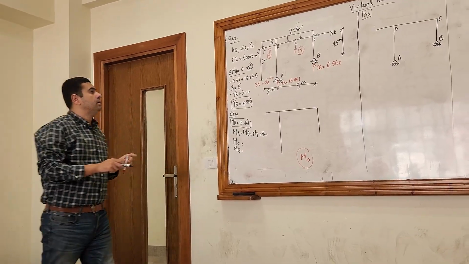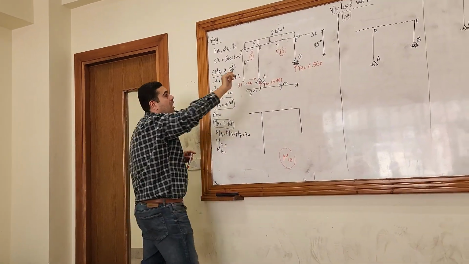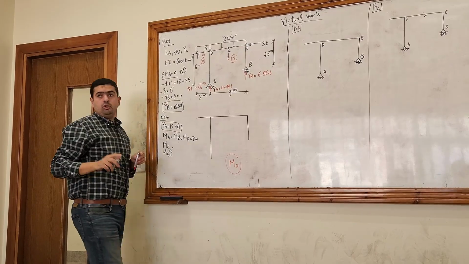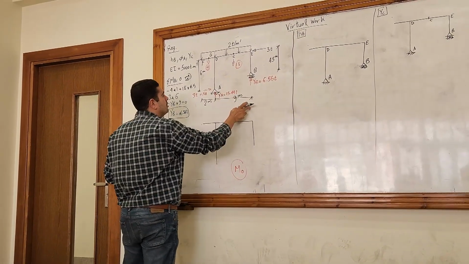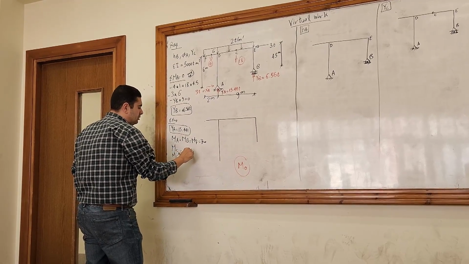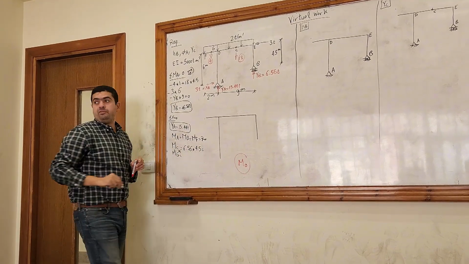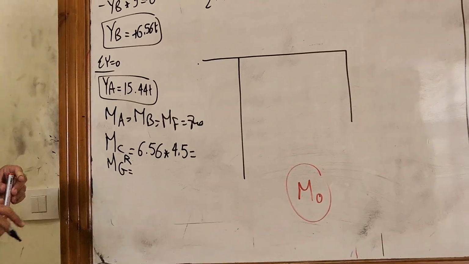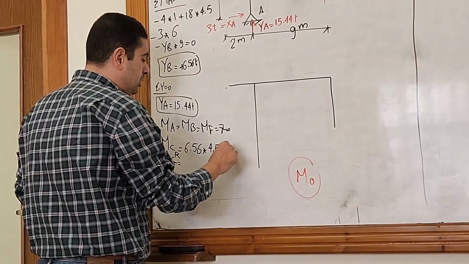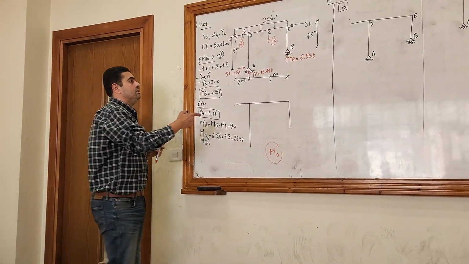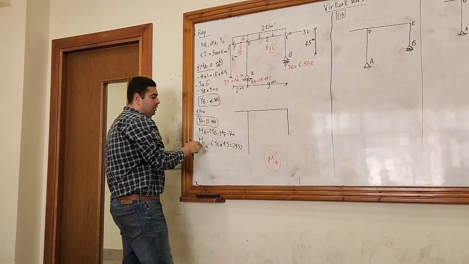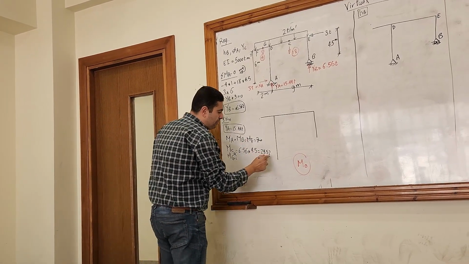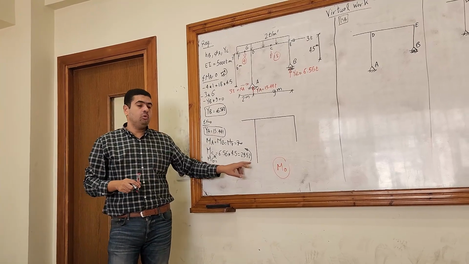Okay? MC, right or left will be easier. I think MC right will be easier. MC right, the 3 will not have any moment. So only 6.56 times 4.5, which is 29.52. And the direction is anti-clockwise, right? And I calculated from the right, so I have to put an arrow anti-clockwise from the right of the number, so it's like this. So the tail will be downward.